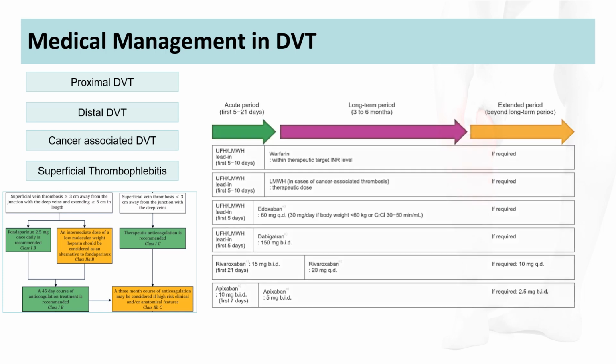Now, in general, you start the patient on unfractionated or low molecular weight heparin for the initial 5 to 10 days, depending upon which oral agent you are shifting to, for the long-term or extended period, depending upon the underlying etiology of your DVT. Now, the point to be highlighted is that rivaroxaban and apixaban do not require the initial 5 days of heparin bridging for their anticoagulation dosage.